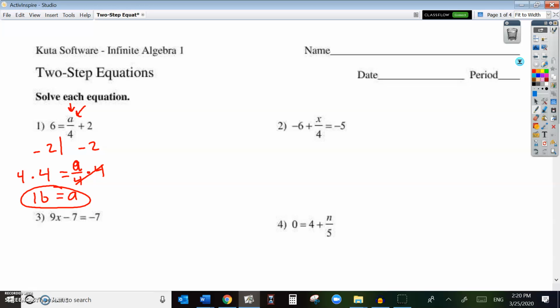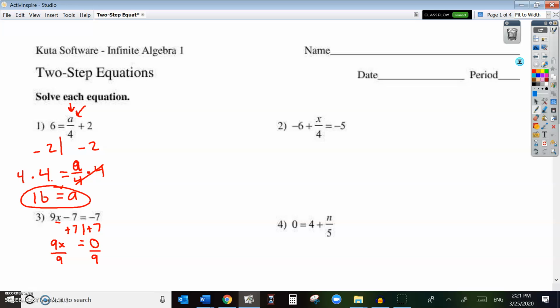Problem 3. Your variable is x, and it is on the left side of the equation, and you have subtraction, the minus 7, and then you have multiplication, multiply by 9. Add 7 to both sides first. 9x equals, okay, minus 7 plus 7, so that's going to equal 0. Alright, now this is 9 times x, so you need to divide by 9 and divide by 9.